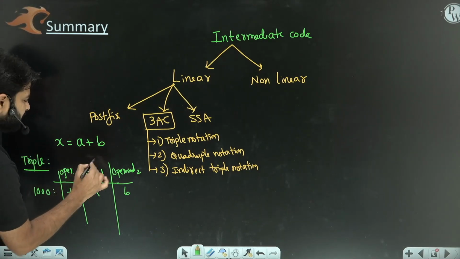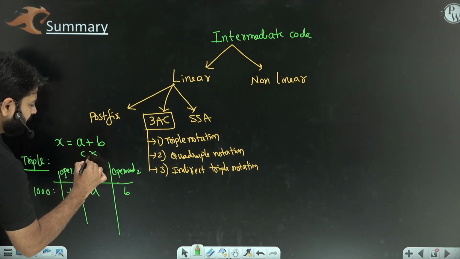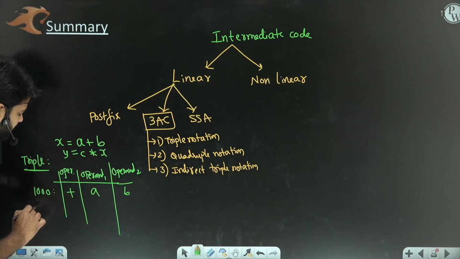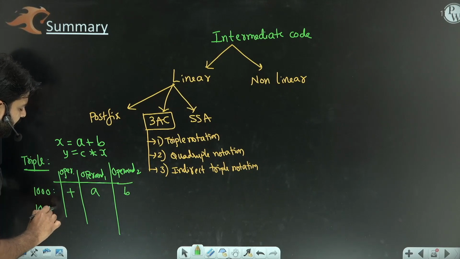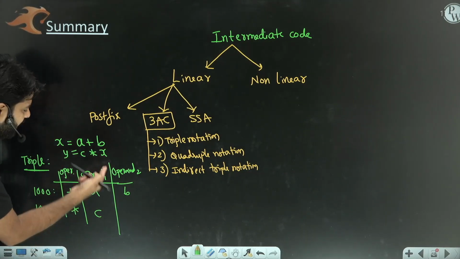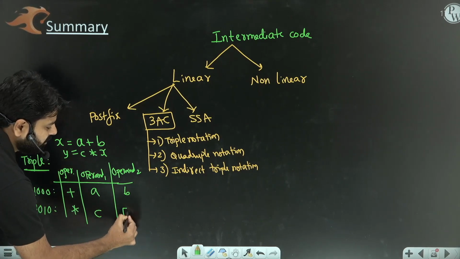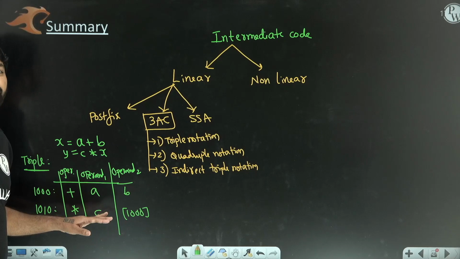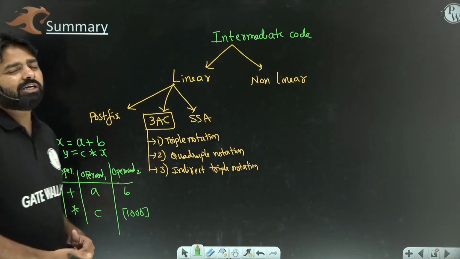If I am going to use x next, let's say I am using c multiply with x, let's say I am storing in y. What you have to do next, let's say at 1010 you have multiplication. C with x you have to do, but x I don't have, so I will go to 1000, I will use it here. You will mention the address here. This is how you write the triple notation. But in quadruple it is straightforward.